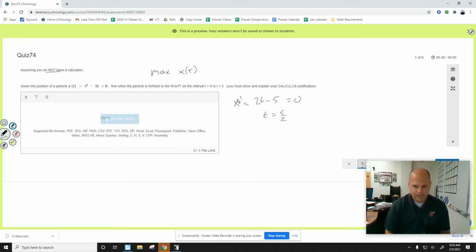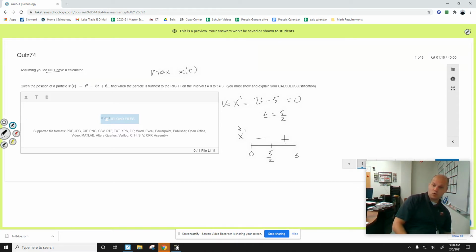Now, it's important to realize that x prime is v. So when you do your sign analysis, you should know what this is telling you. I plop down 5/2 between 0 and 3 and do a sign analysis. I have negatives and then positives. This is x prime, so it's telling me x is going down then going up, or position is decreasing then increasing, or my velocity is negative then positive. Velocity being negative means I move to the left and then I move to the right.